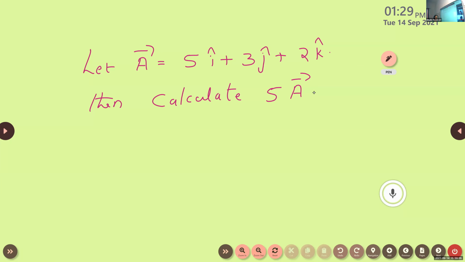Now suppose we consider another case. Let vector A be equal to 6i cap plus 2j cap minus 3k cap. Then find minus 3 vector A, negative 3 vector A.